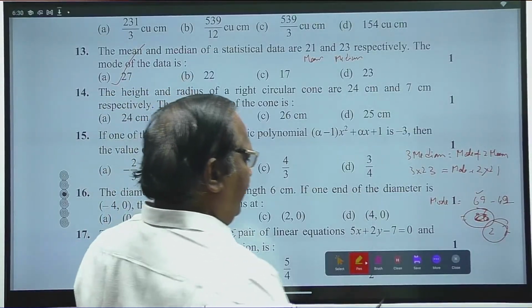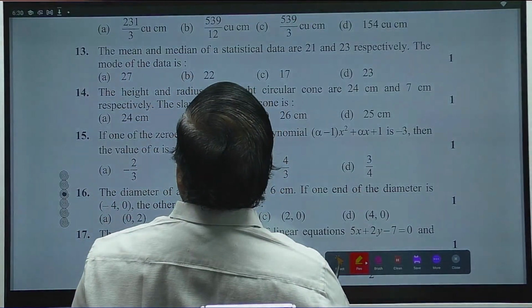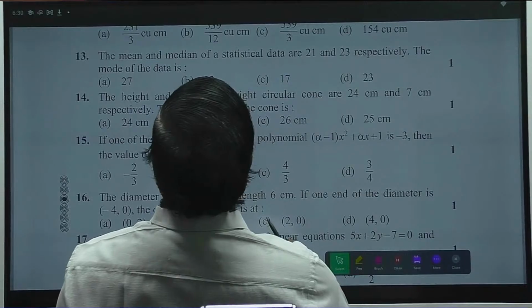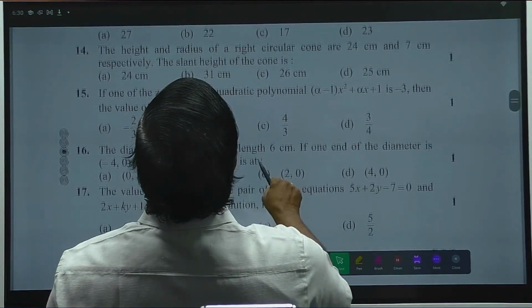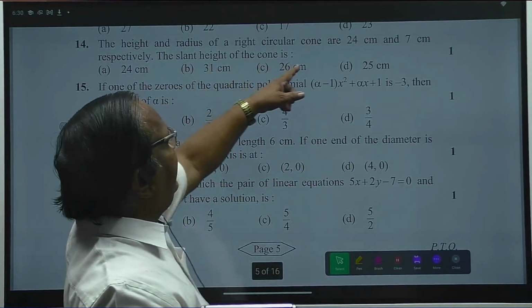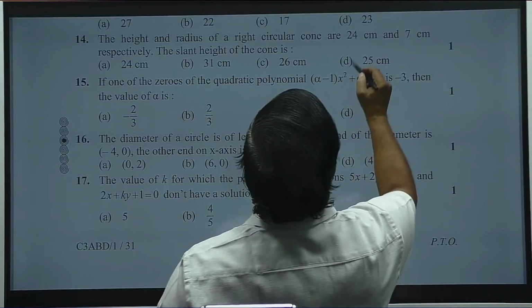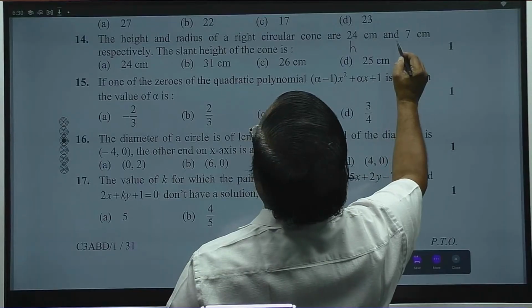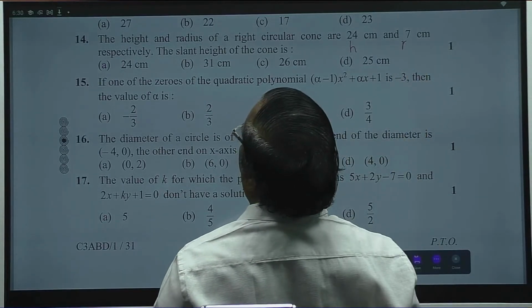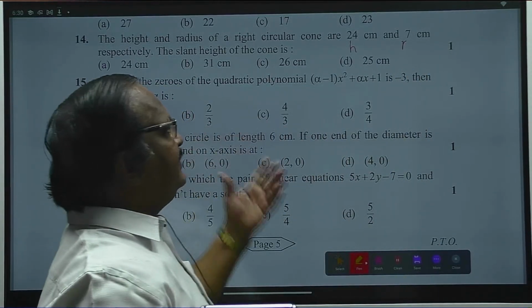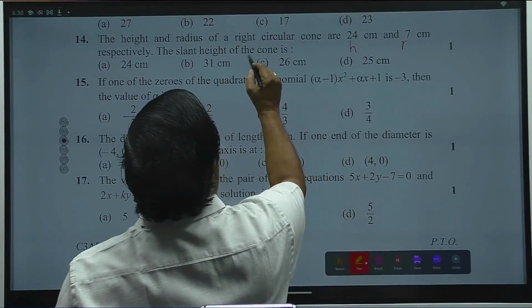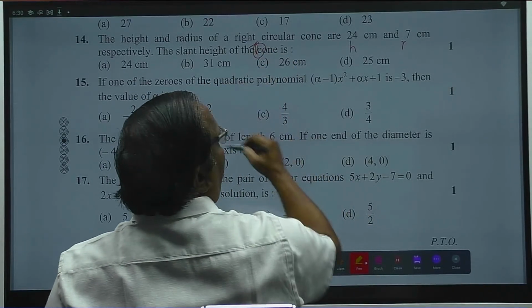Then let us go to one more question. 14th question. The height and radius of a right circular cone are 24 and 7. So height is 24 and radius is 7. The slant height L is the question. Slant height is nothing but L, so L you have to find out.